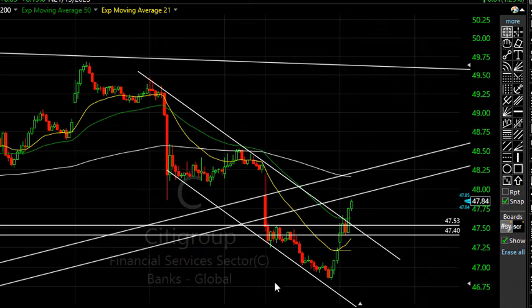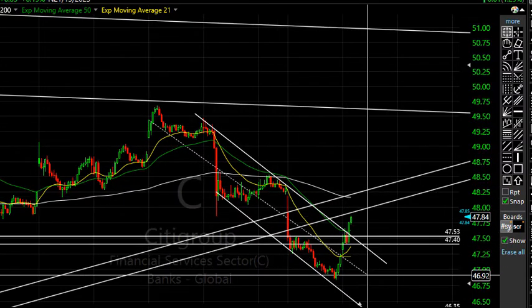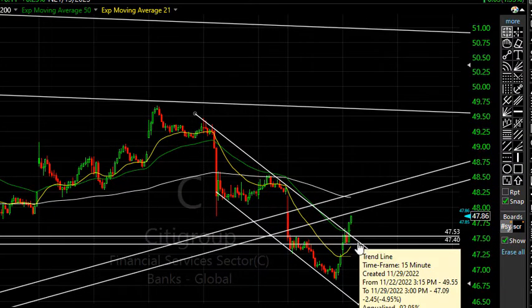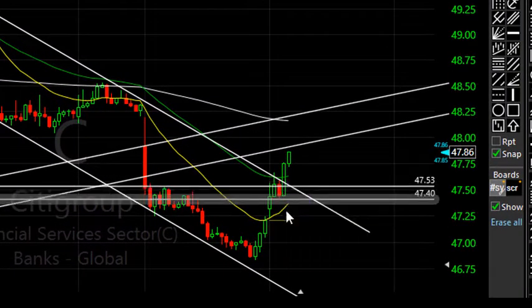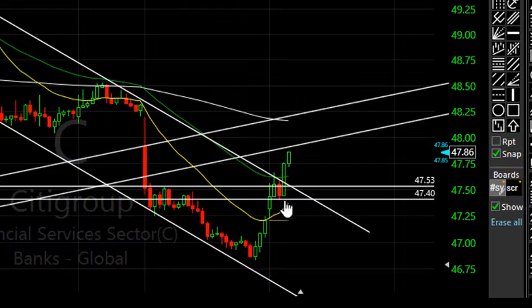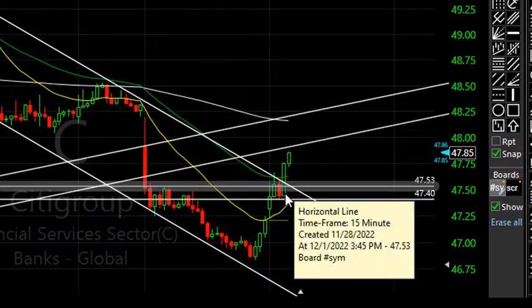All right, guys. So Citigroup is off the table. Okay, so there's the channel down. This break of this 47.40, these two lows, just a nice move through here. Okay, not a little peek through here. This is my alert line, but again, I want to see that commitment.